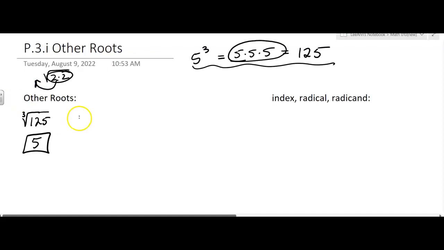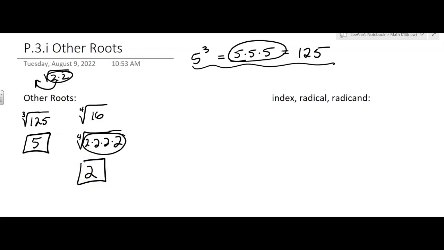Okay, so what do you think is going to happen if you want a fourth root? Well, you'd have to have a group of 4. So let's look at 16. If you break 16 down into its primes, it turns out it's 2 times 2 times 2 times 2. Okay, so there's a group of 4, so the answer would just be 2. You can take the fourth root of 16. Now there's lots of numbers you can't take the fourth root of, but 16 you can.